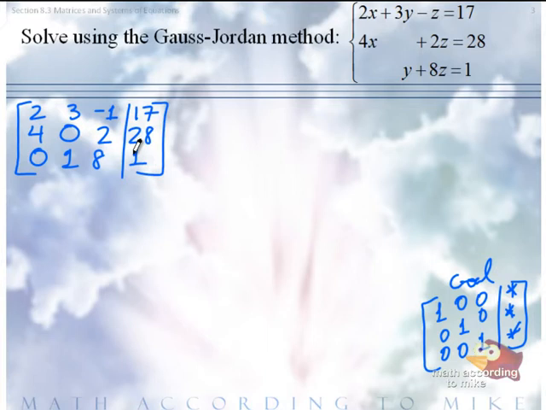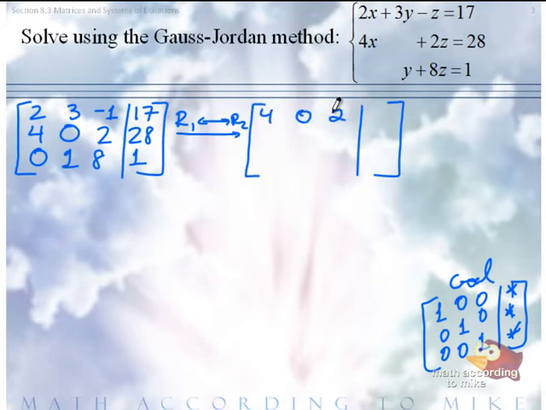So let's do row 1 double arrow row 2. This is the only operation that changes more than one row at a time. So the new first row is 0, 2, 8. New second row: 2, 3, -1, 17. The last row stays 0, 1, 8, 1.